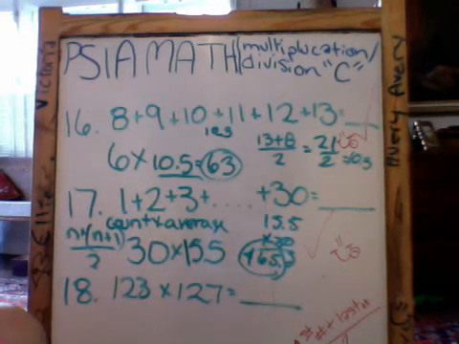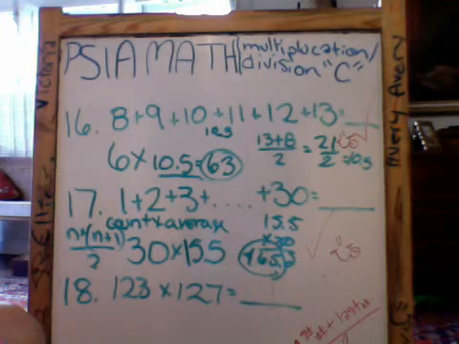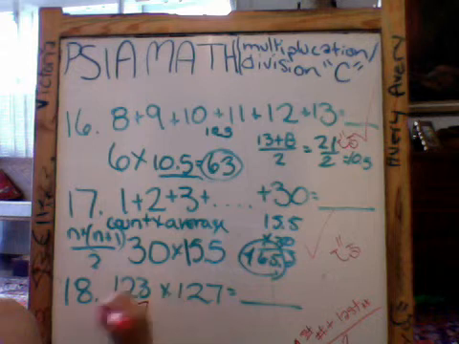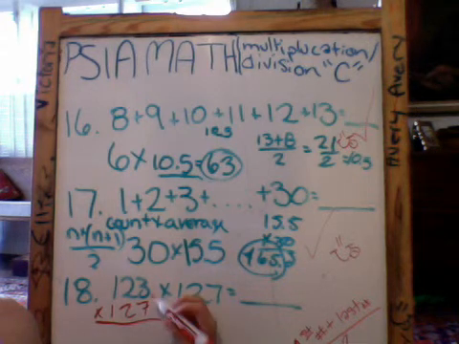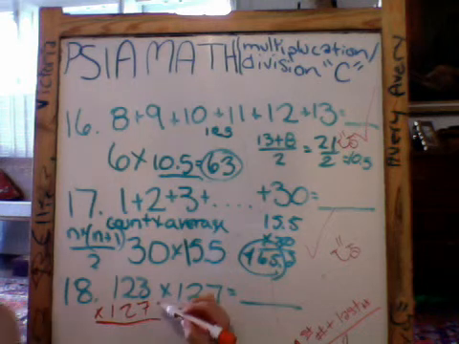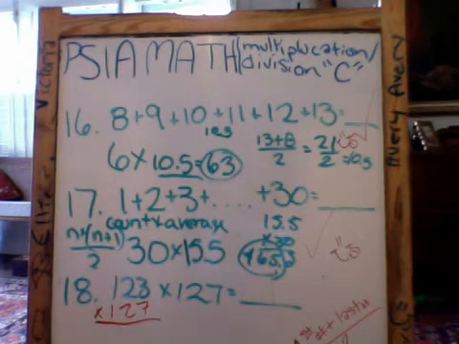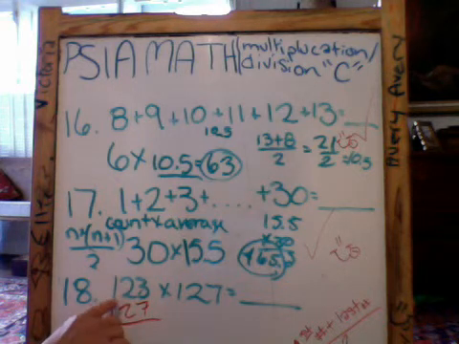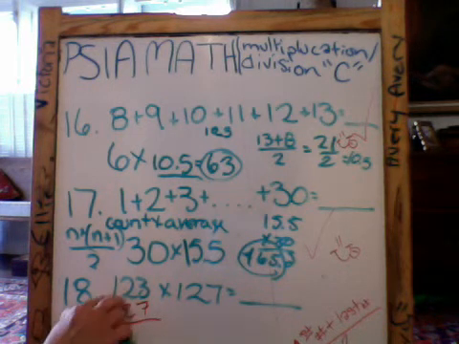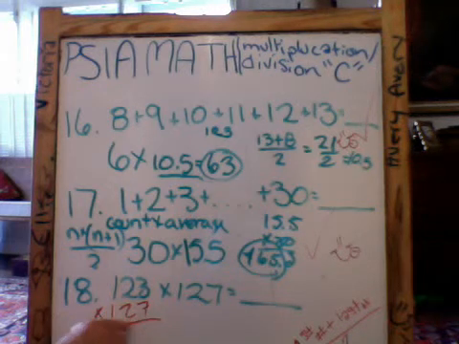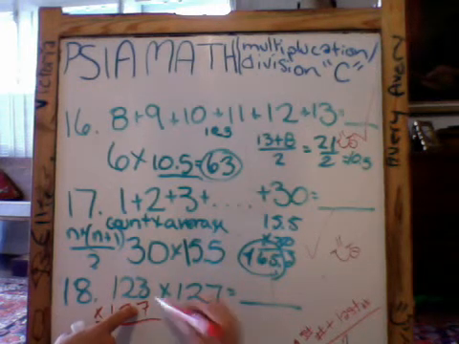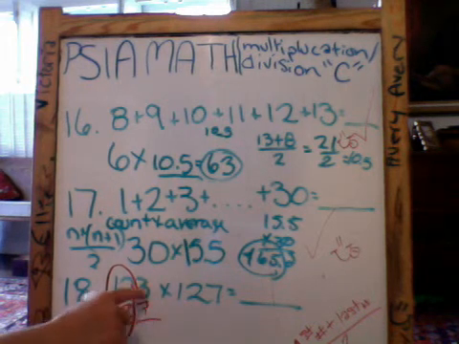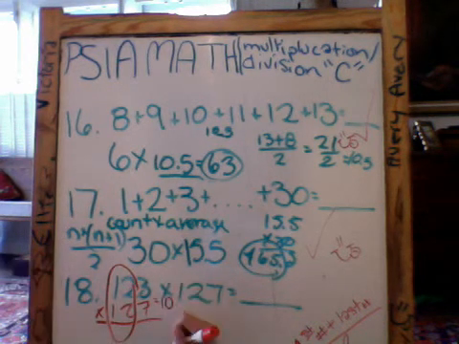Number 18, 123 times 127. I'm going to put 127 right down here. Alright, now what's the trick we're using? It's multiplication when the tens digit is identical. In this case, we're going to treat 12 and 12 as the tens digit. It's identical. And the ones digit adds up to 10. Right. So 3 plus 7 does add up to 10, so we can use this trick.